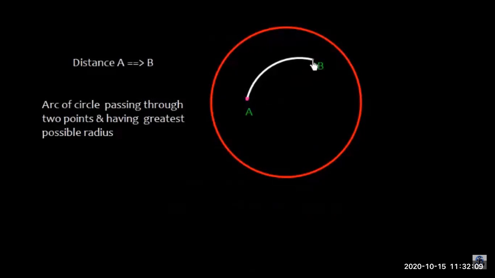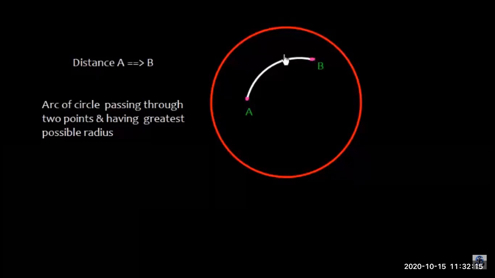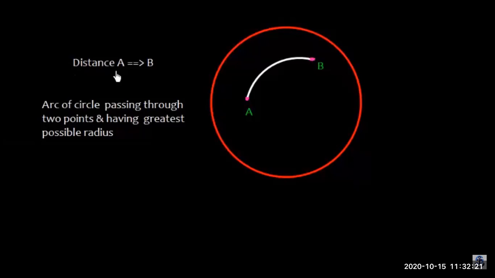So if we consider that these two points are on a sphere, or a ball, and this is point A and this is point B, then these two points are on the sphere. So what is the shortest distance between A and B? It will be the arc of the circle passing through the two points and having the greatest possible radius. This circle has the greatest possible radius, and the center of this circle is the center of this big circle.